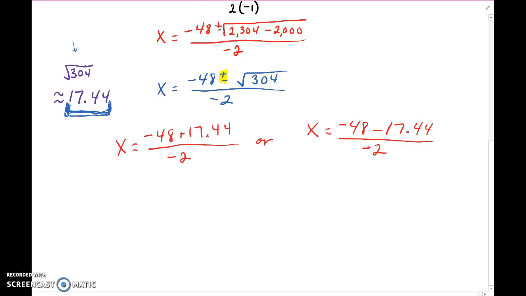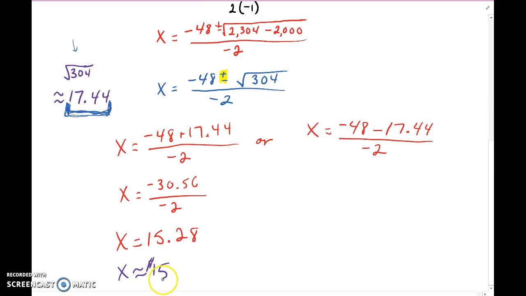So we have negative 48 plus 17.44. That's going to give me negative 30.56. Divide this by negative 2. And then when we divide this by negative 2, that's going to give me 15.28, which if we round to the nearest dollar, that's going to be that x is approximately equal to $15. So that means if we sell our CDs for $15, we will have a profit of $200. All right, and then we will do the next one.